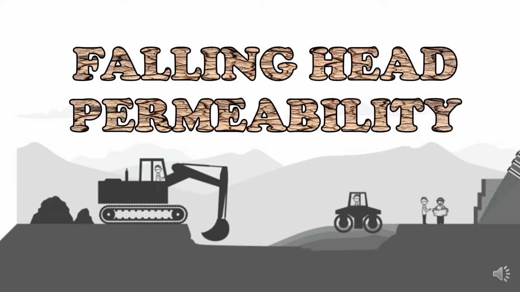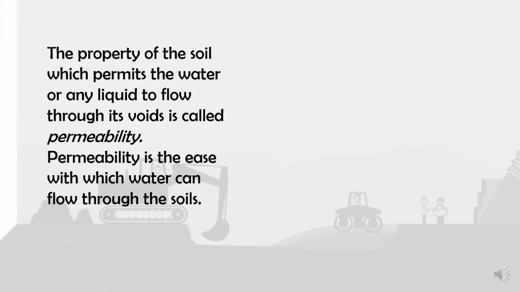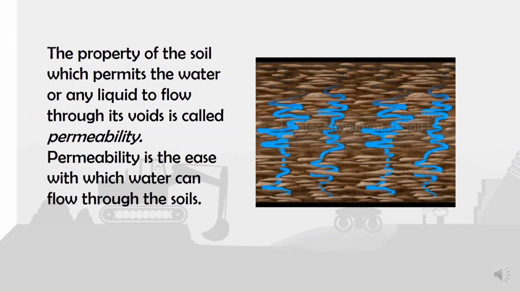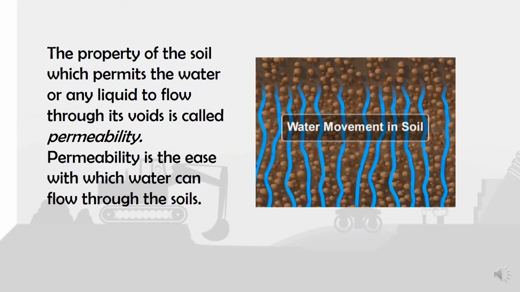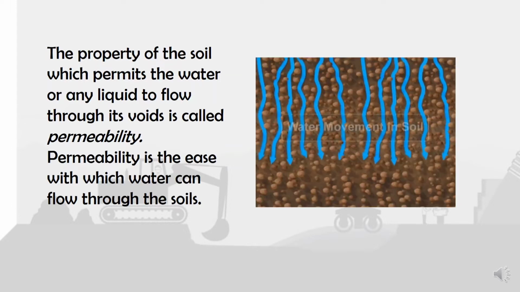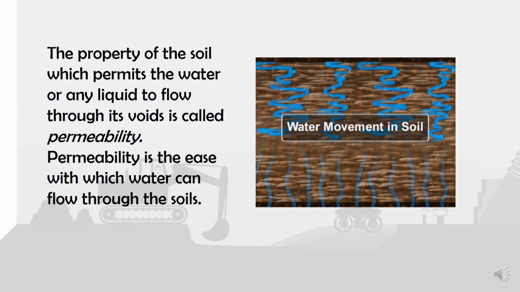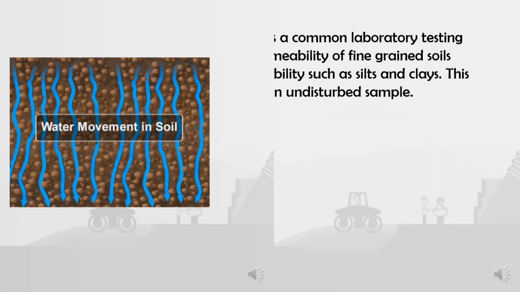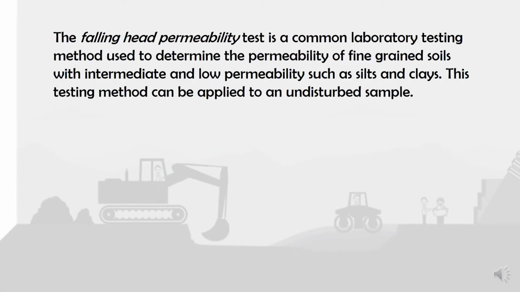To start with, I will briefly discuss the definition of permeability. The property of the soil, which permits the water or any liquid to flow through its voids, is called permeability. Permeability is the ease with which water can flow through the soils. Let us now proceed to falling head permeability.